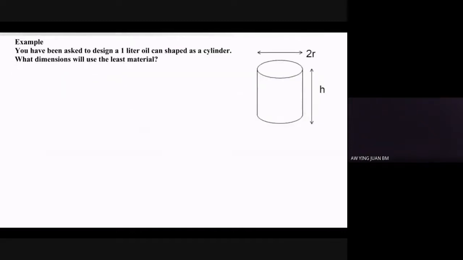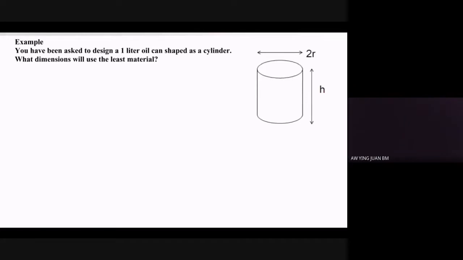Here we have the example. You have been asked to design a 1 liter oil can shaped as a cylinder. What dimension will be used the least material? So in order to fill up 1 liter oil can, meaning that we have to design the cylinder. So in here, the dimension will be used would be the area. So from the information, identify the variable to be maximized or minimized. So in here, the area is the variable.